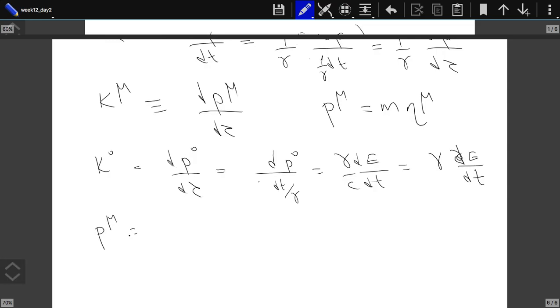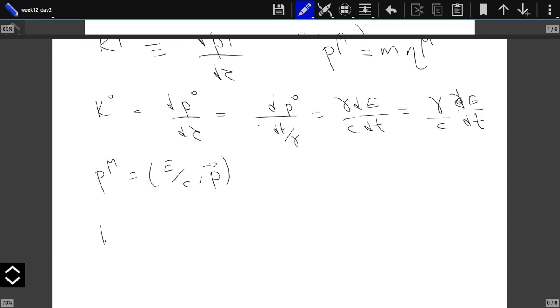Well, the p mu, the momentum 4 vector, we had defined it as e over c and p. Of course, this is e over c, in energy. I don't put the vector sign. Let's look at the other components. Ki, this is dpi by d tau, which is just gamma dpi by dt, gamma fi. So these are basically the components of K, 4 vector.